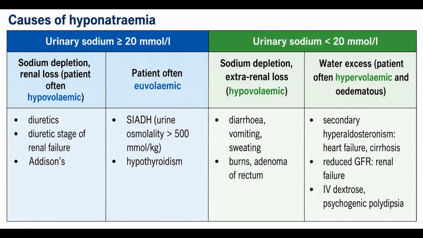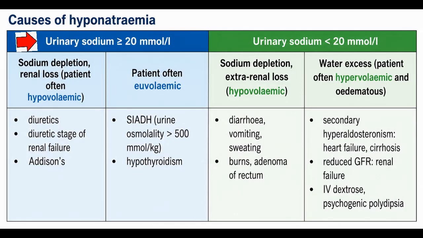One of the most useful investigations is the urinary sodium concentration, because it helps us identify whether the kidneys are appropriately conserving sodium or inappropriately losing it. We divide the causes according to urinary sodium. There are two main categories. Urinary sodium more than 20 mmol per liter. Urinary sodium less than 20 mmol per liter.